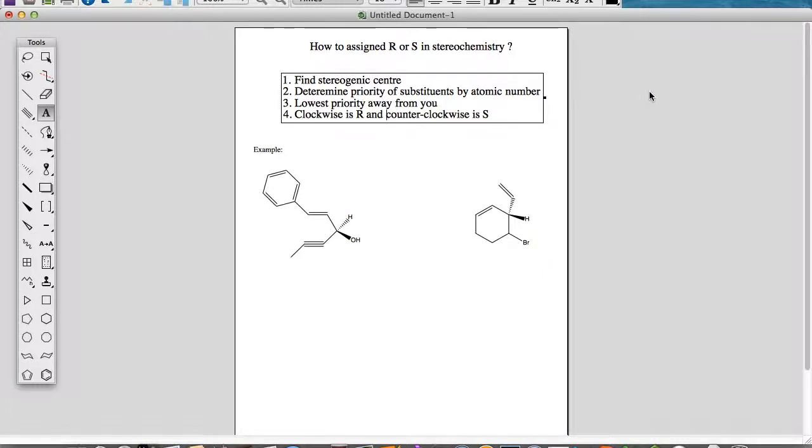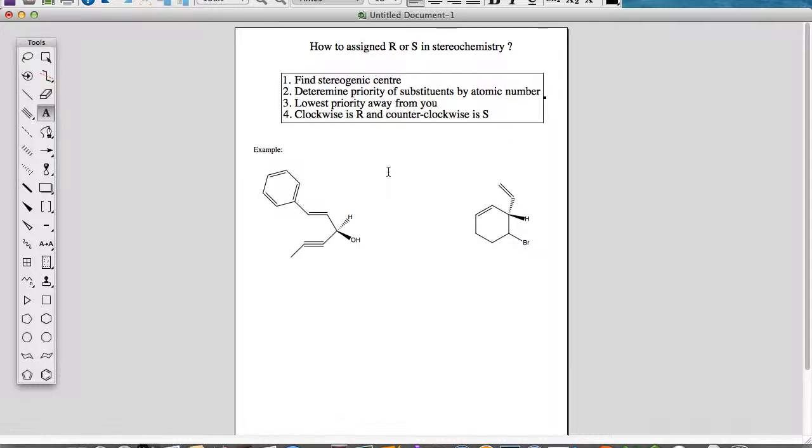Hi students, in this video I'm going to teach you how to assign R or S in stereochemistry. The first step is to find out your stereogenic centers in the molecules. The second step is to determine the priority of substituents by atomic number.